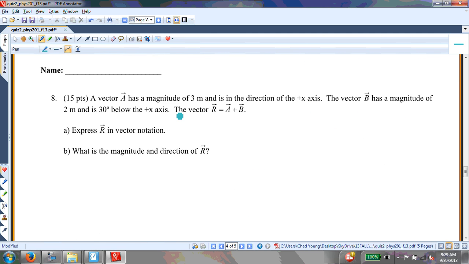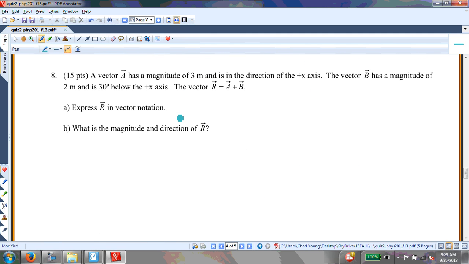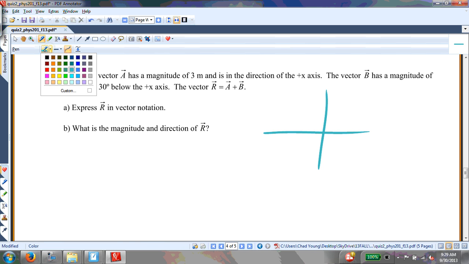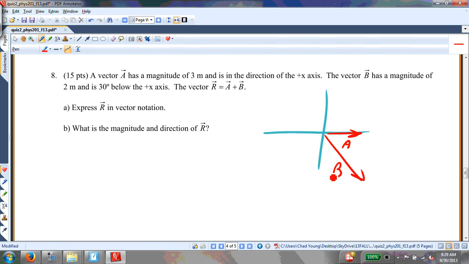All right, one more. Vector A has a magnitude of 3 meters, direction of the x-axis, and vector B is 2 meters, 30 degrees below the x-axis. So let's just draw these. Vector A is in this direction, and then vector B is in this direction. I want to know the R first. R equals A plus B. Sum of those vectors. I want to know the R in vector notation.